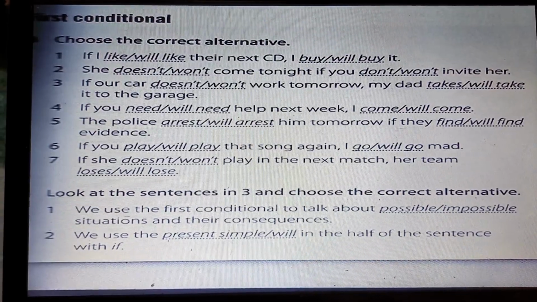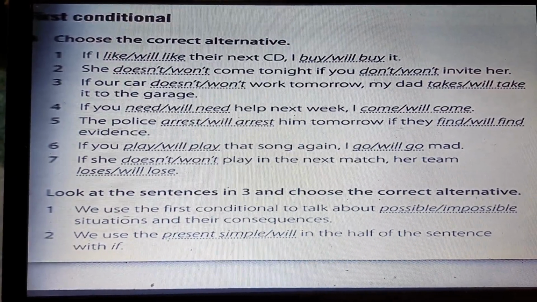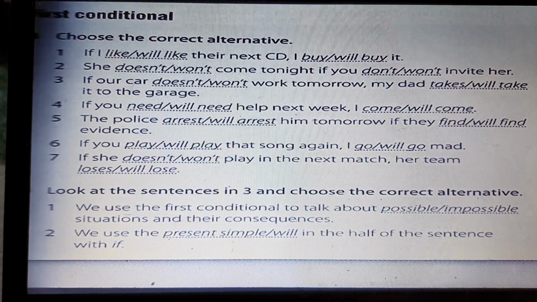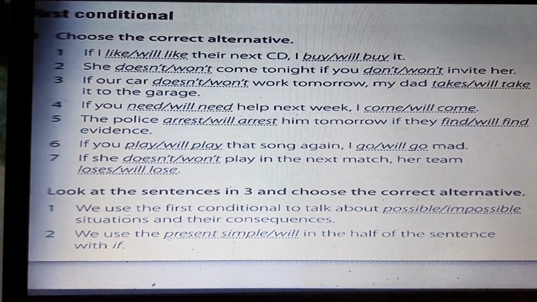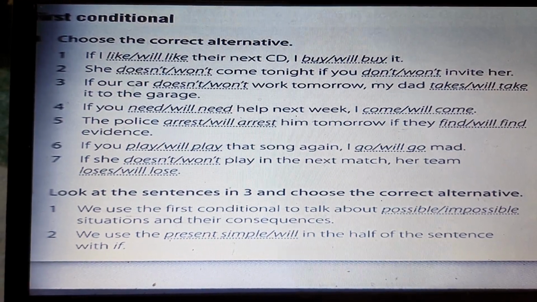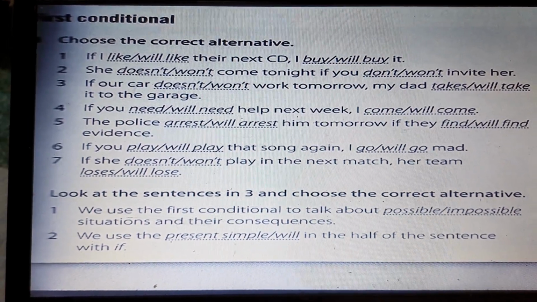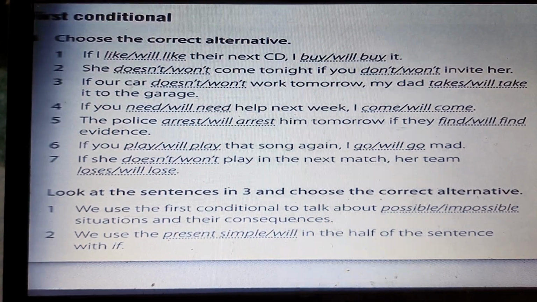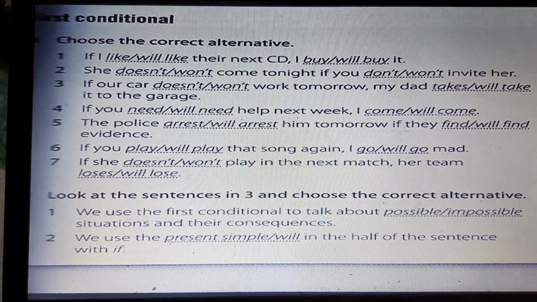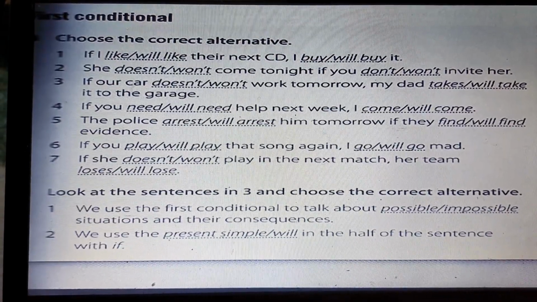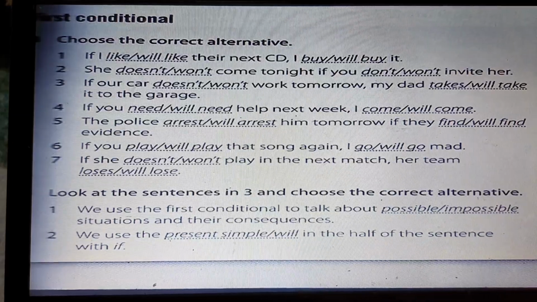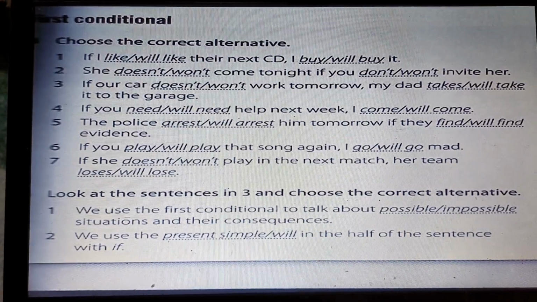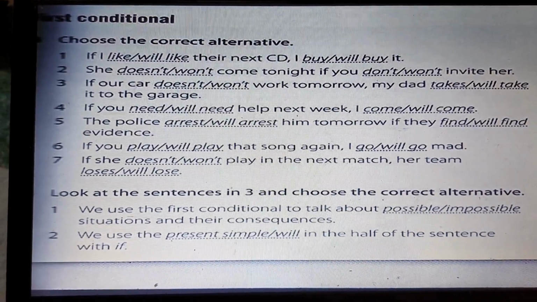Number 6. If you play or will play that song again, I go or will go mad. We have if at the beginning, and we cannot say if and will, so we say: if you play that song again, I will go mad. Number 7, the last one. If she doesn't or won't play in the next match, her team loses or will lose. If goes with doesn't, because won't can't go with if. If she doesn't play in the next match, what will happen? Her team will lose.